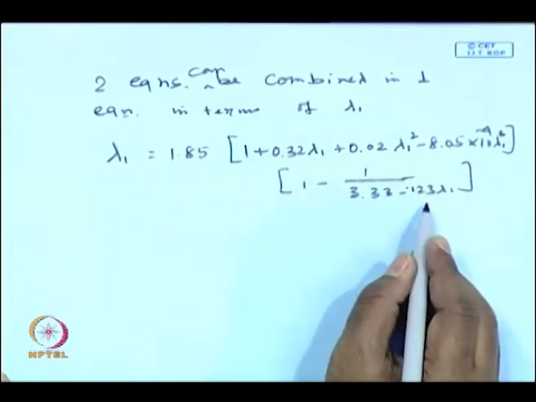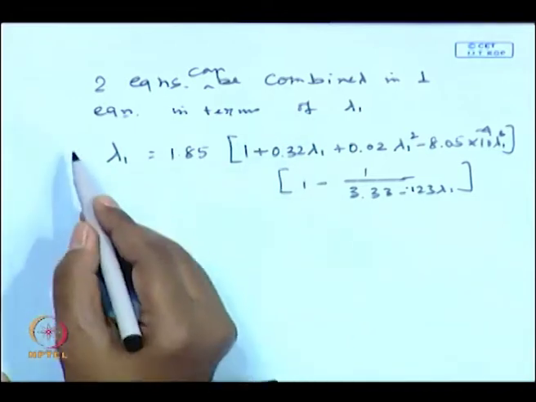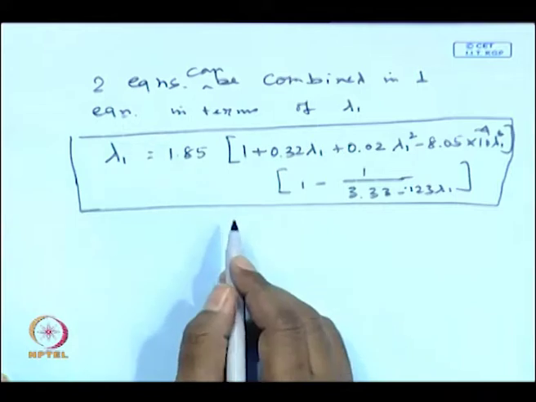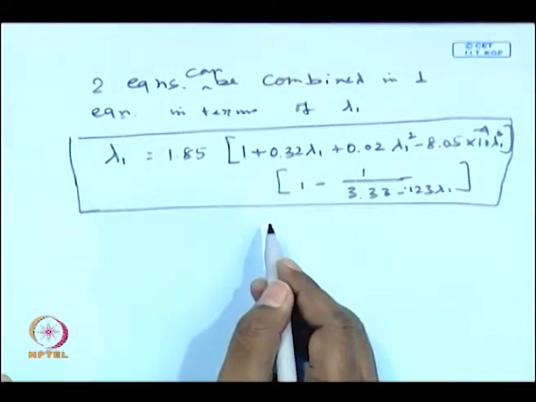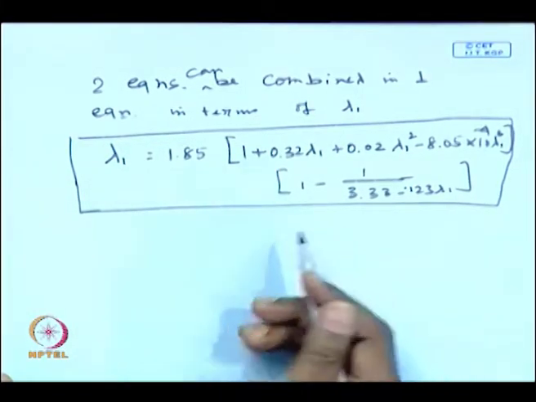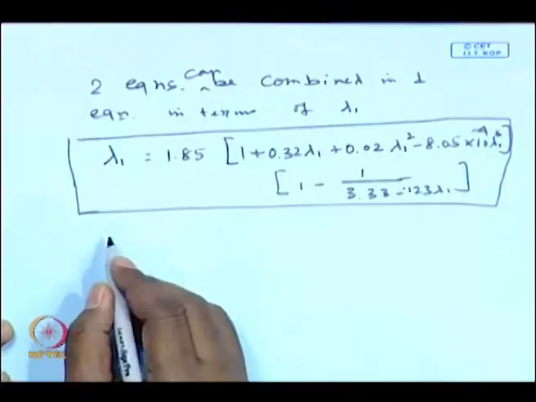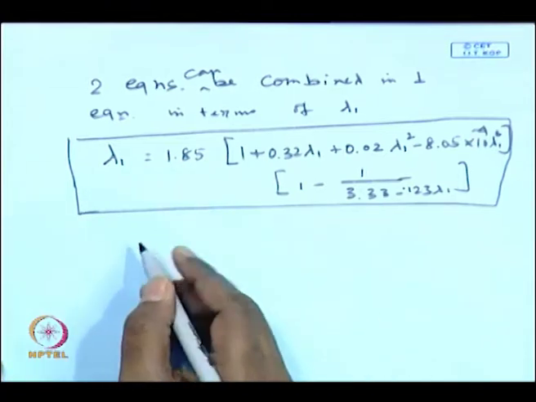So, Cm star can be expressed in terms of lambda 1. So, this equation has to be solved in order to get the value of lambda 1. Once you get the value of lambda 1, you can get the value of Cm star. Once you get the value of Cm star, you can get the value of permeate flux. So, this equation can be solved again using iterative technique. Either you combine these two equations in terms of Cm star, or you cast these two equations in terms of lambda 1. Okay. So, in this particular case, we have cast in terms of lambda 1.